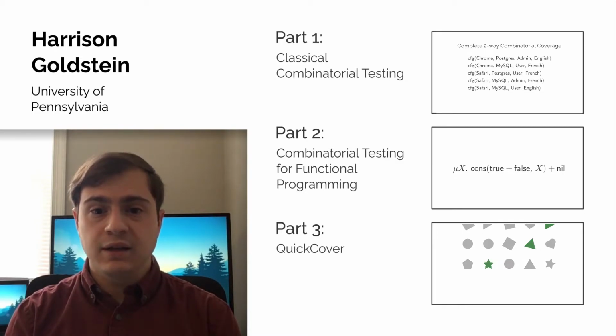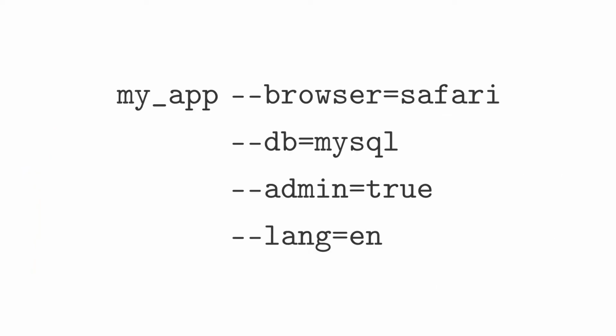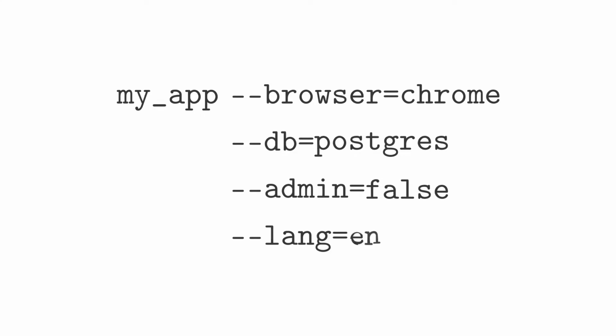In one of our case studies, QuickCover finds bugs using an average of 10 times fewer inputs than QuickCheck. Classical combinatorial testing is employed to test software systems with a set number of configuration parameters. As a running example, consider a web application that can be configured to optimize for different choices of browser, use different databases, change depending on the user's admin status, and run in different languages.